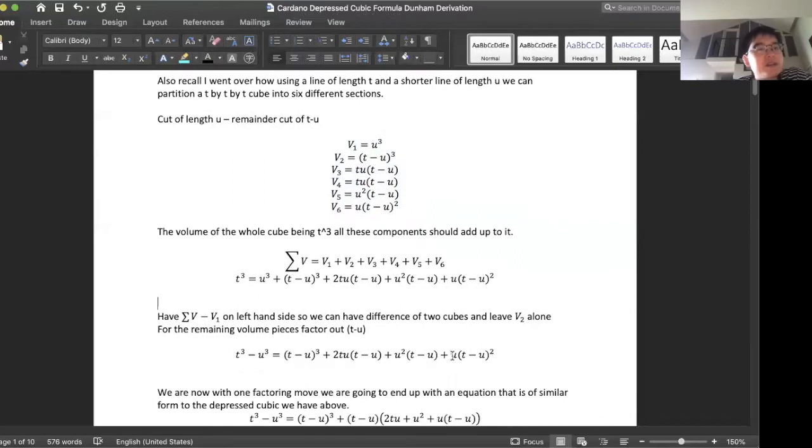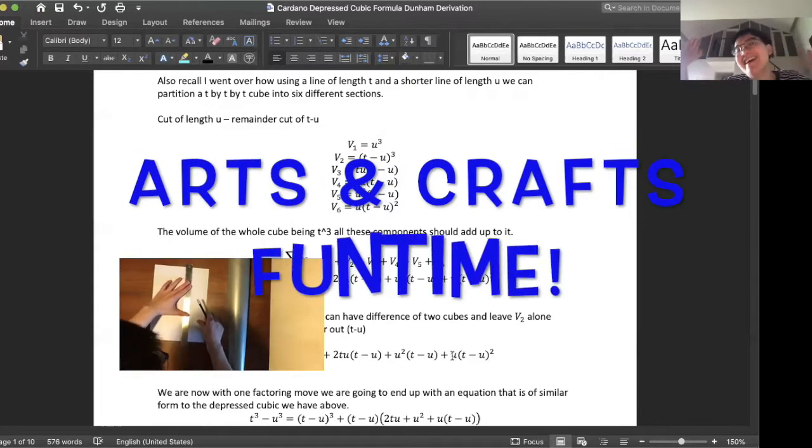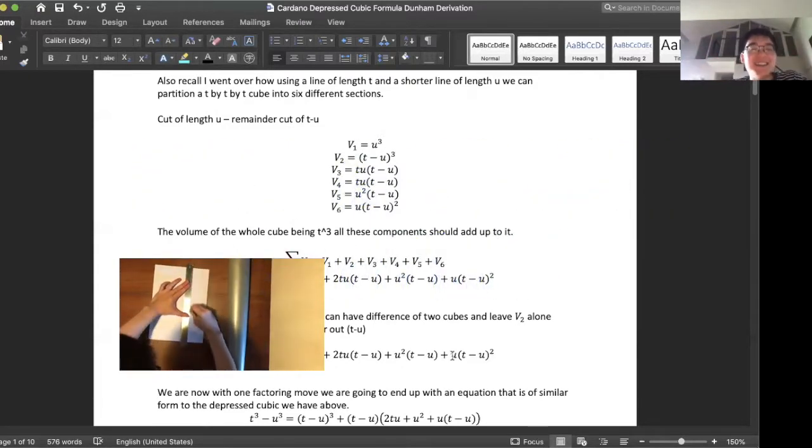Oh, and in case it does not seem obvious where these volume formulas come from, I will be making a, wait for it, yay, an arts and crafts video on assembling these cubes together through prisms together through paper cutting.